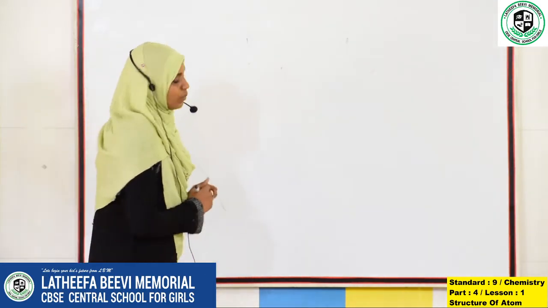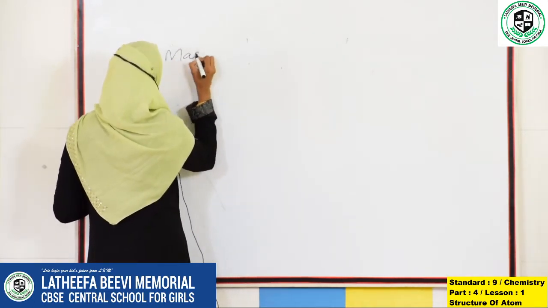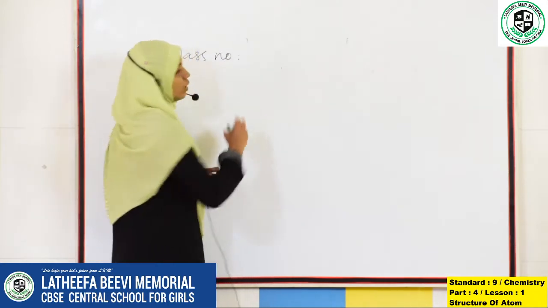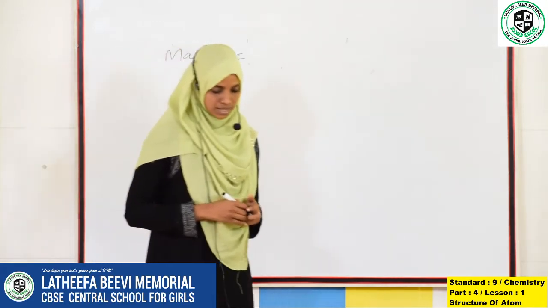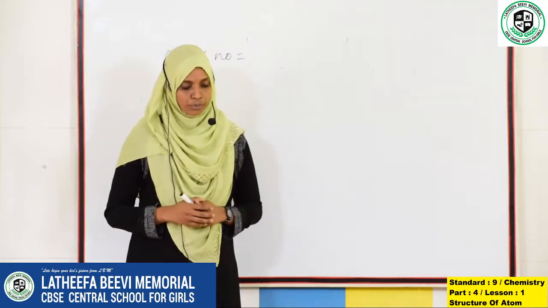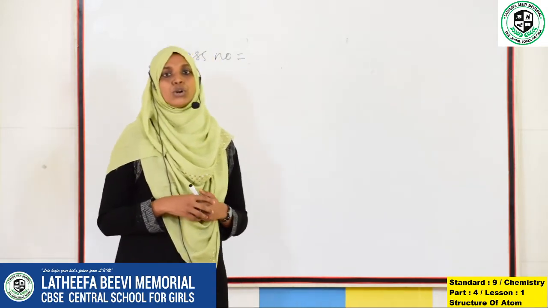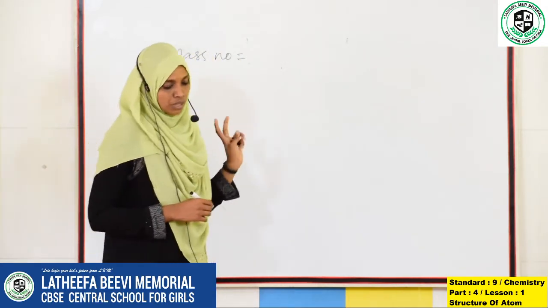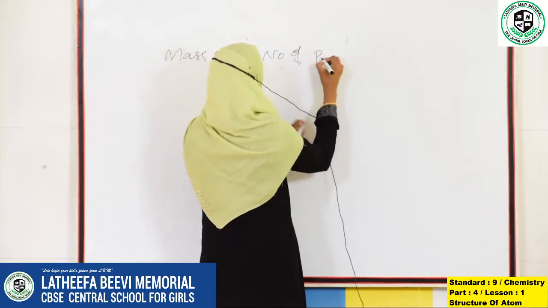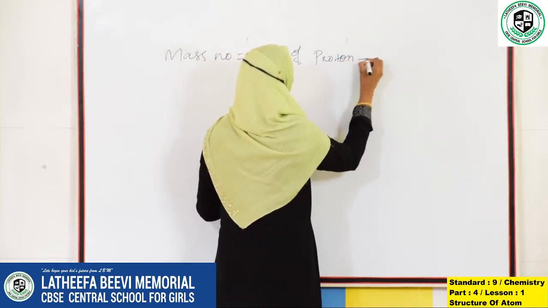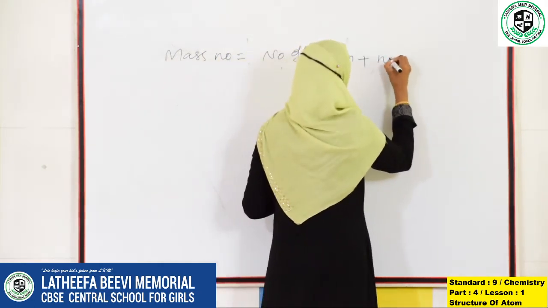Then the second one is mass number. So what is mass number? Now we are going to discuss the mass number. Mass number is the number of protons plus the number of neutrons.